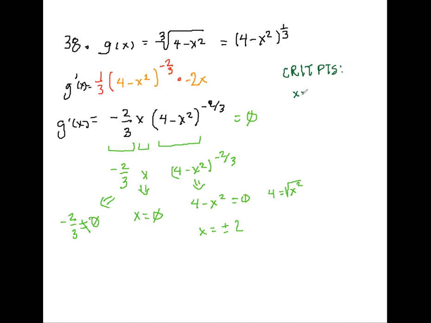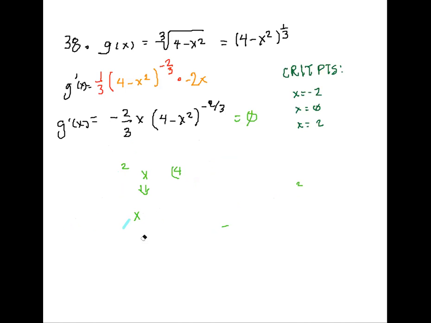Which are x is equal to -2, x is equal to 0, and x is equal to 2. We've broken that down. And let's go ahead and find out where our local mins and maxes are. So I'm going to put down where my critical points are, which are going to be at -2, at 0, and at +2.